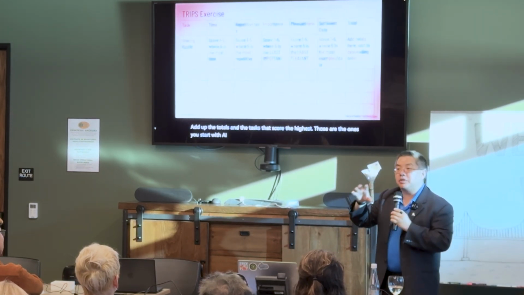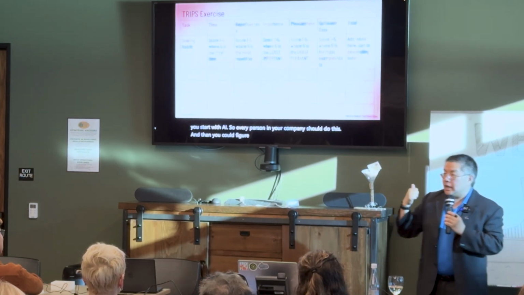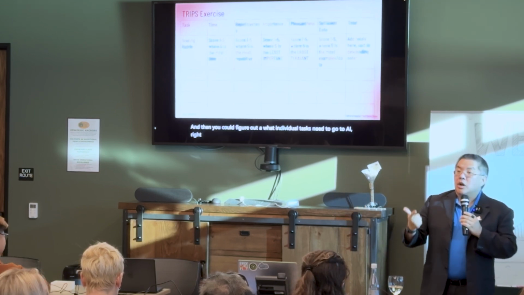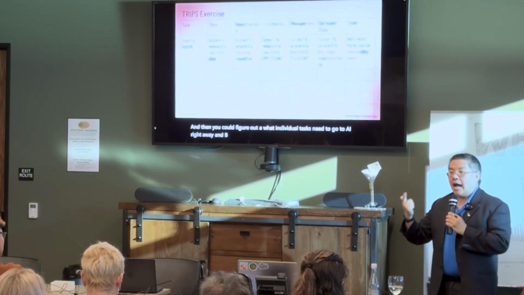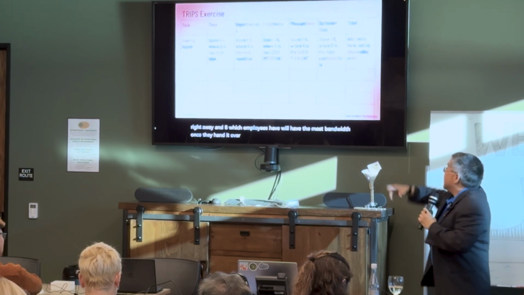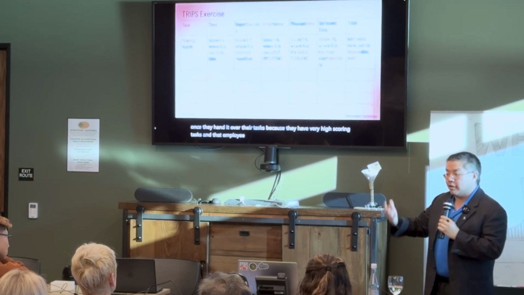So every person in your company should do this, and then you can figure out A, what individual tasks need to go to AI right away, and B, which employees will have the most bandwidth once they've handed over their tasks, because they have very high scoring tasks, and that employee will have more time available to them once you use AI.